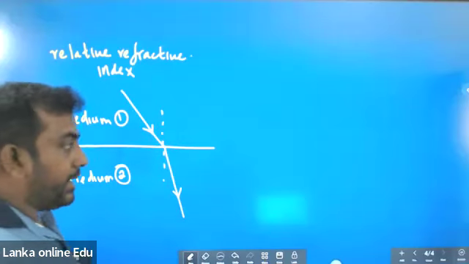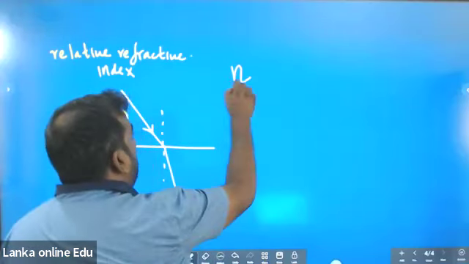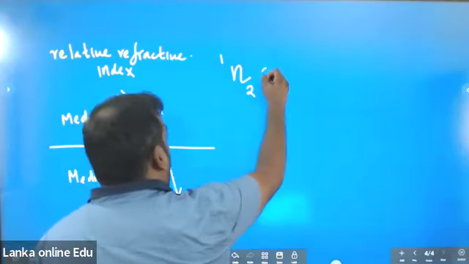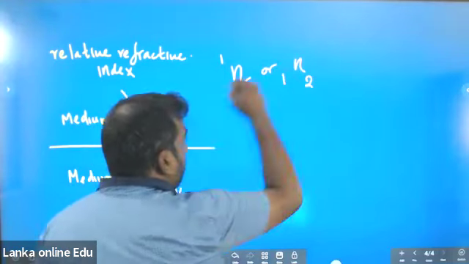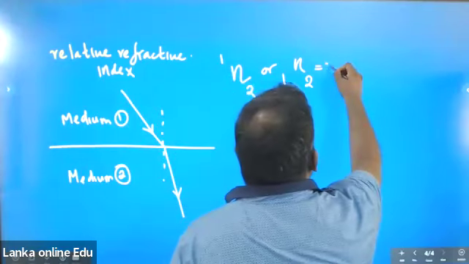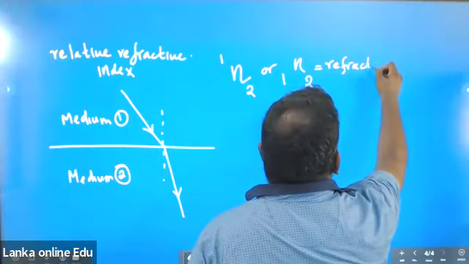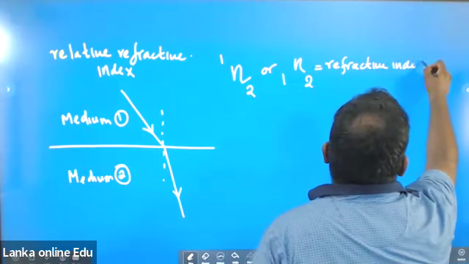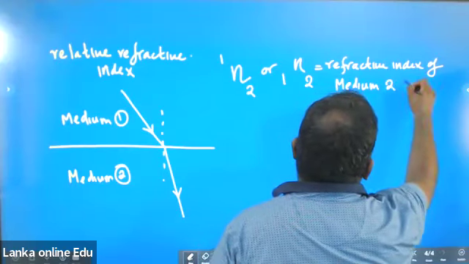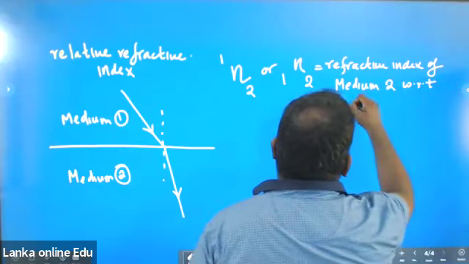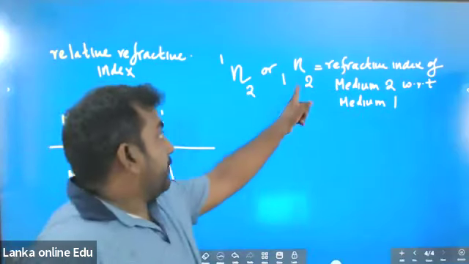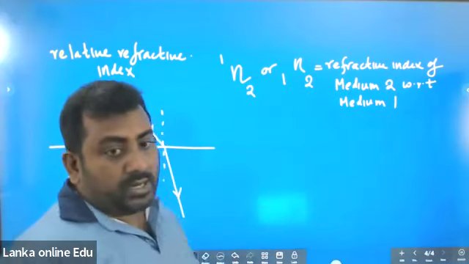So this is how you write relative refractive index. Light is traveling from medium 1 to medium 2. You can show the path 1 to 2. The way we write this is refractive index of medium 2 with respect to medium 1.